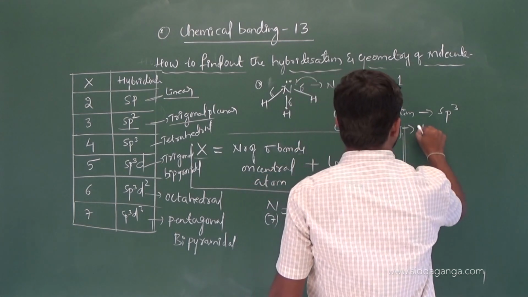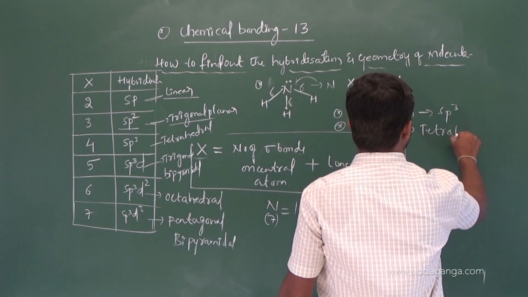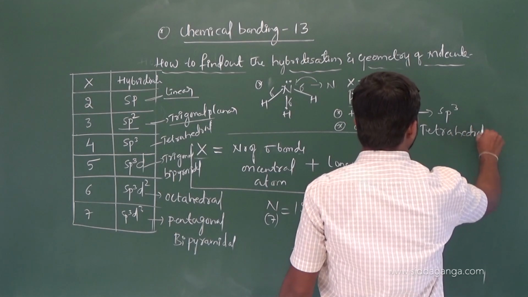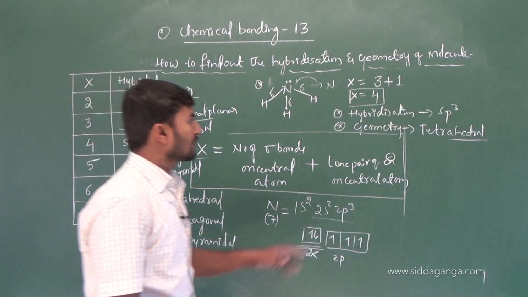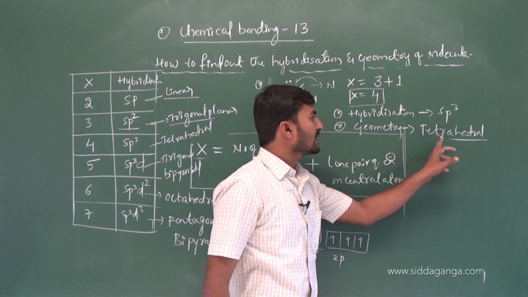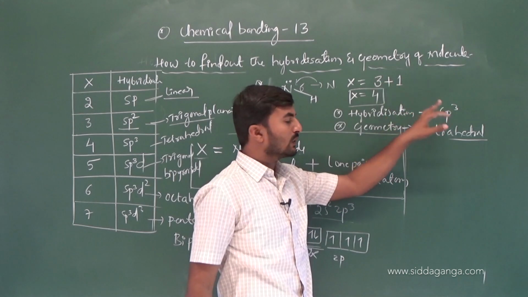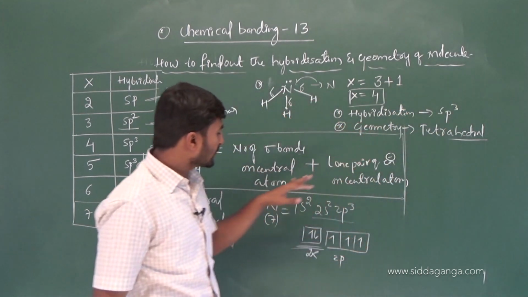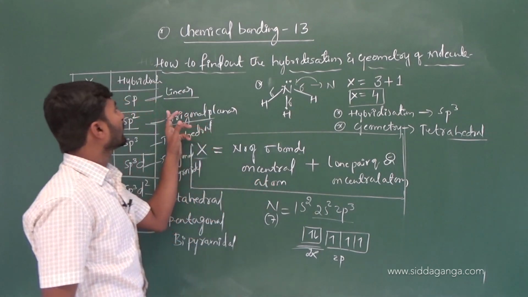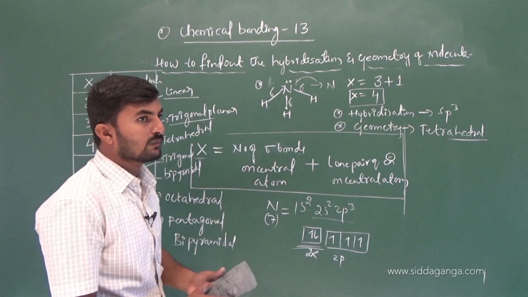Its geometry is tetrahedral. This is how we can calculate the geometry of any molecule by finding out its hybridization using this formula, only if we know about the structure of the molecule.